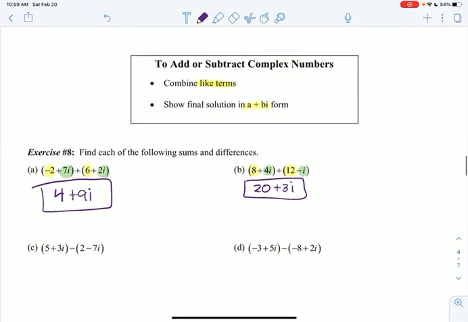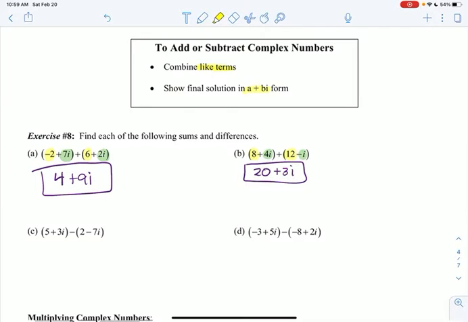Now you have to be careful when you are subtracting though. If I'm looking at C, everything is getting subtracted. Again, I'll highlight the real parts and the imaginary parts. So this negative sign goes with the 2, and that negative sign goes with the negative 7i. So 5 minus 2 is 3, and then 3i minus negative 7i is actually 3i plus 7i, which gives me 10i.